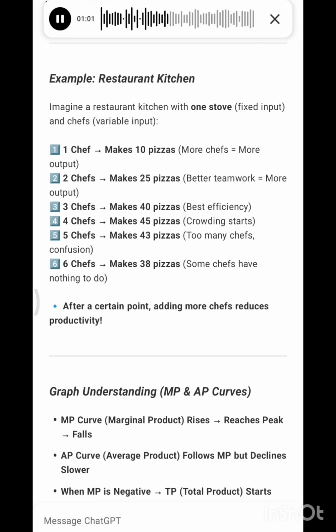5 chefs make 43 pizzas. Too many chefs: 6 chefs make 38 pizzas. Some chefs have nothing to do. After a certain point, adding more chefs reduces productivity.